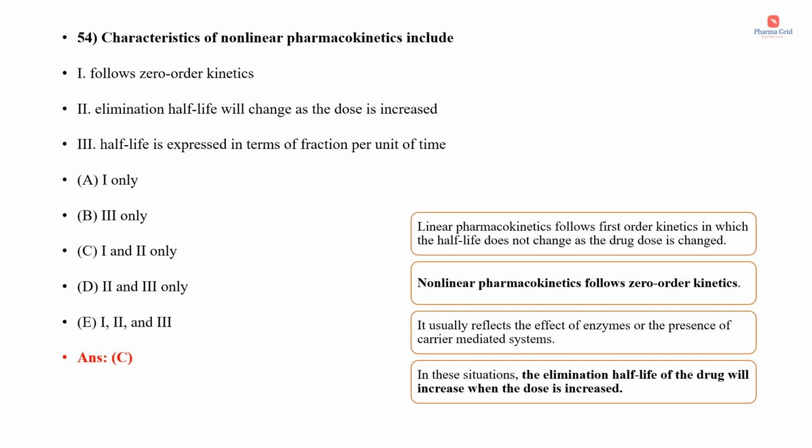In the question they have asked us about the non-linear pharmacokinetics which follows zero-order kinetics. Okay, so in zero-order kinetics, the rate is a constant and clearance is inversely proportional to plasma concentration, and always a constant amount of drug is eliminated in unit time. Then this nonlinear pharmacokinetics usually reflects the effect of enzymes or the presence of carrier-mediated systems. In these situations, the elimination half-life of the drug will increase when the dose is increased.